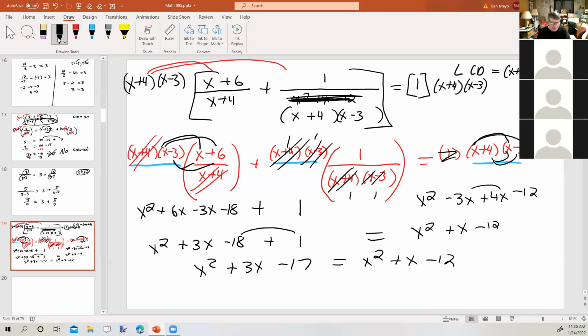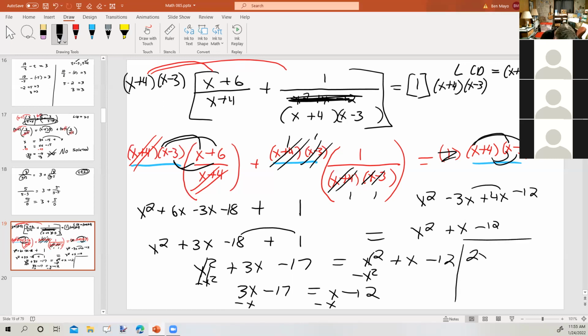Now, at this point it is a second degree equation, but let's say I decide to put everything on the left. So I start out by subtracting x squared from both sides. Well, wait a minute. Now it's no longer a second degree equation. So now my strategy changes. I'm going to put all the X's on the left and the constants on the right, okay? So I'm going to subtract X from both sides, which is going to give me 2X minus 17 equals negative 12. I'm going to add 17 to both sides. 2X equals 5. Divide by 2 and I get X equals 5/2.